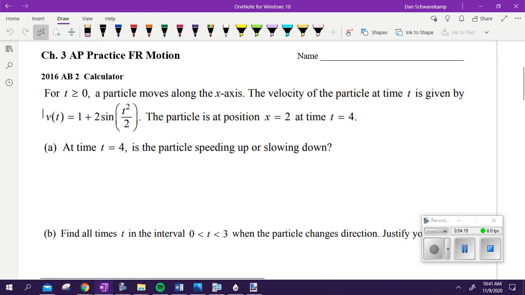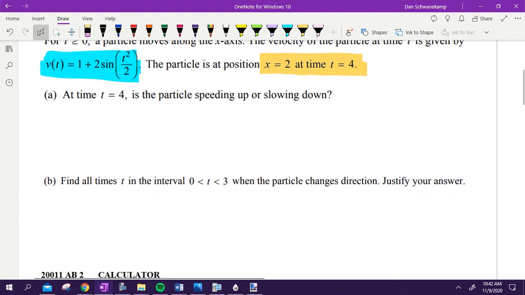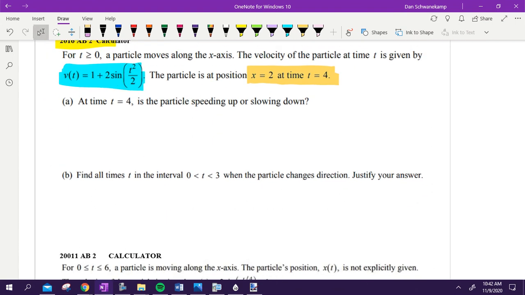All right, let's look at 16. So this is from the 2016 exam, question number 2. A particle moves along the x-axis. The velocity is given by this equation right here. The particle is at position 2 when t equals 4. This is not something we need yet. This is a second semester part right there. That would be one of the parts we're not using. We only do part A and B here. That would be something that you would need for part C or D.